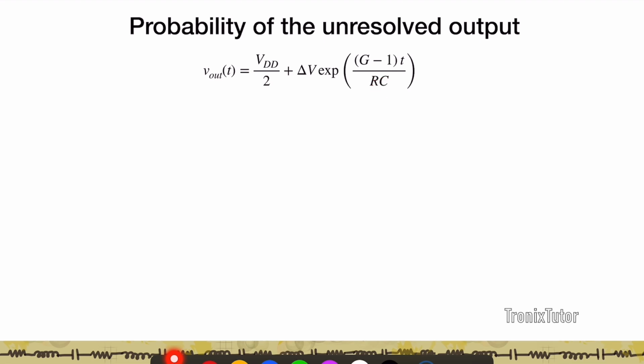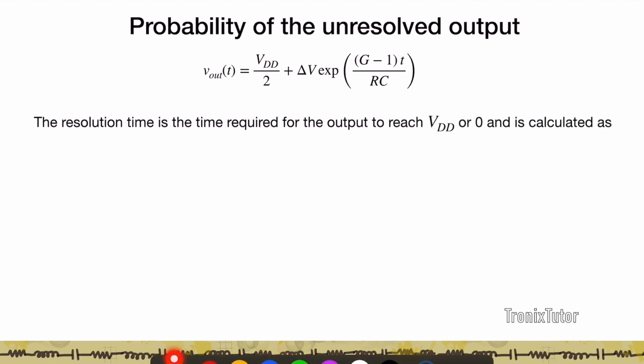So if you want this V out to rise quickly, you want to keep this RC as small as possible. That means you want your driver resistance to be as small as possible, and your output capacitance to be as small as possible. Driver resistance small means that you want your drive strength to be very high. Also, it is determined by this G. So you see that the higher the gain, the faster the output is going to settle.